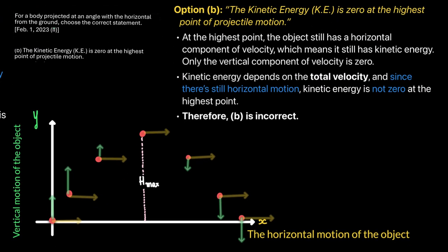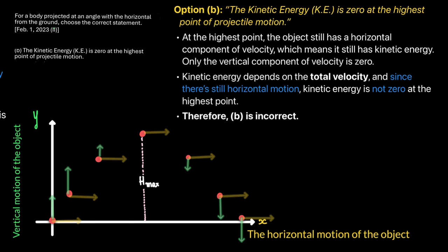What does it say? It says that for a body projected at an angle with the horizontal from the ground, choose the correct statement. The kinetic energy, I'm sorry, okay, this was the question directly. The kinetic energy is 0 at the highest point of the projectile motion. See, the kinetic energy is 0 at the highest point of projectile motion.